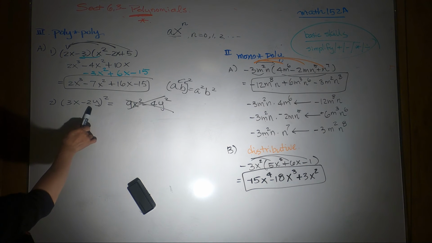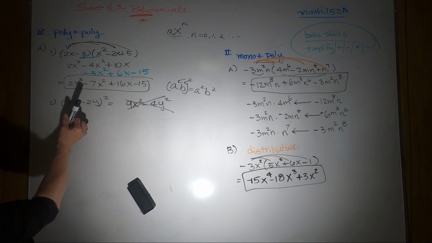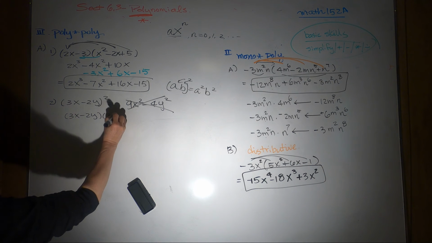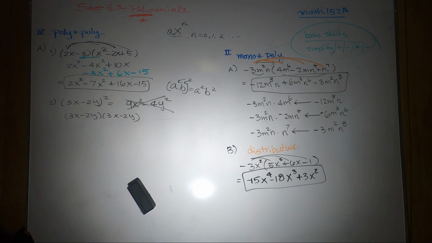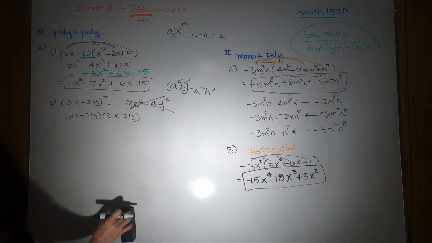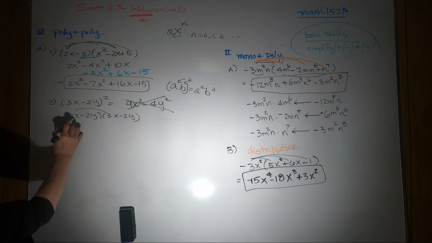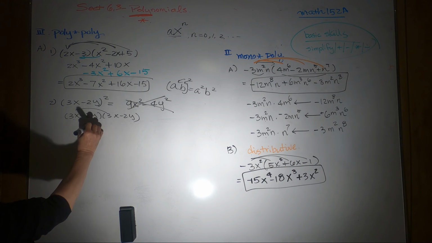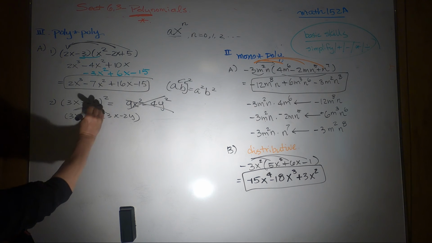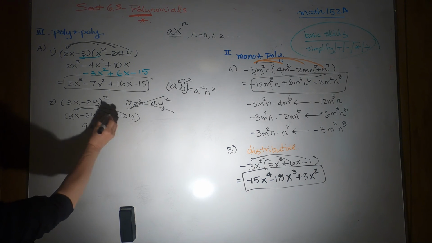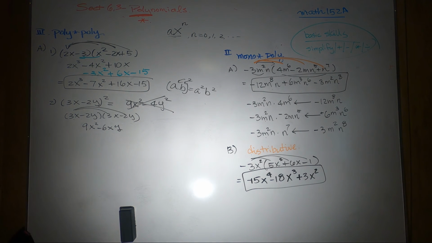But when you have two terms inside to the square, what does that mean? It means times itself twice. Then what do you need to do? You need to do your rainbows, distribute individually. So 3x times 3x is what? 9x squared, right? 3x times negative 2y would be negative 6xy.